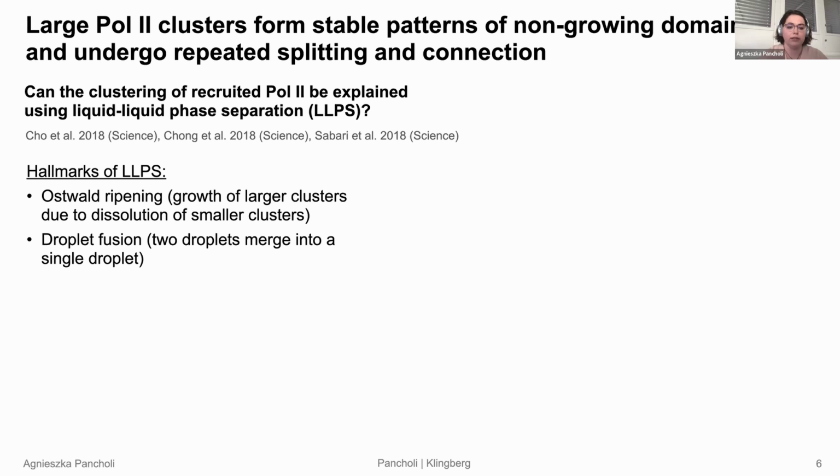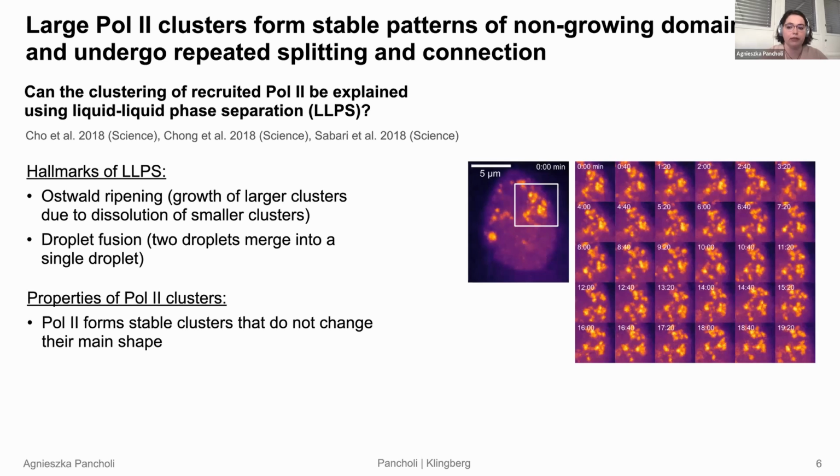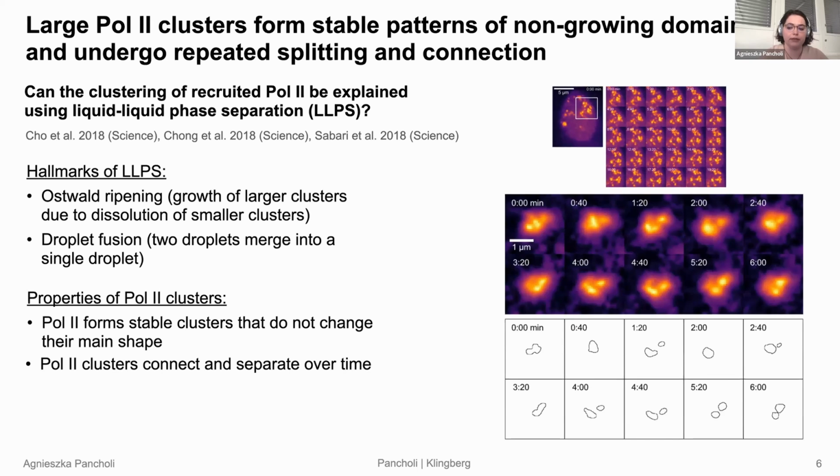So when it comes to Ostwald ripening, we could see that over tens of minutes, the clusters move, but they do not change their main shape. And the growth of larger clusters due to the dissolution of smaller clusters is not visible. When it comes to droplet fusion, we could also see that two droplets merge, but they also disconnect over time, which means that there is no droplet fusion. This would suggest that liquid-liquid phase separation alone cannot explain RNA polymerase II cluster formation.